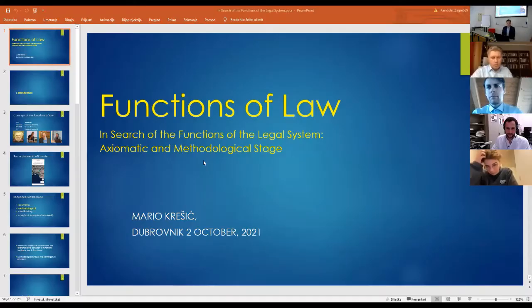Just to save time, I will start directly with my topic today. It's functions of law, or better to say, how to search the functions of the legal system. And I will address only two stages. You will see that we could divide this kind of search into different stages, and I will address today only two of these stages.